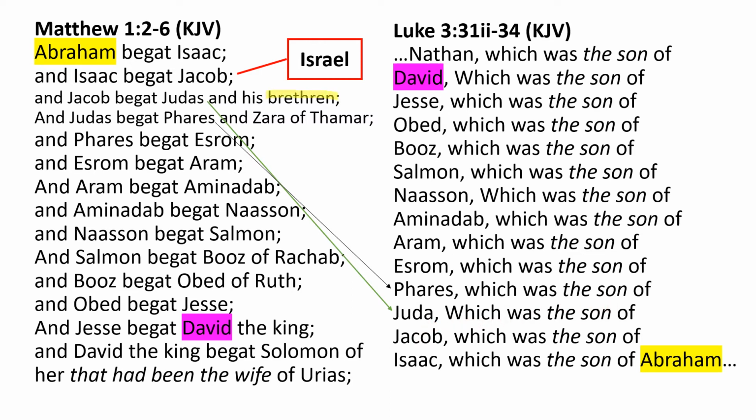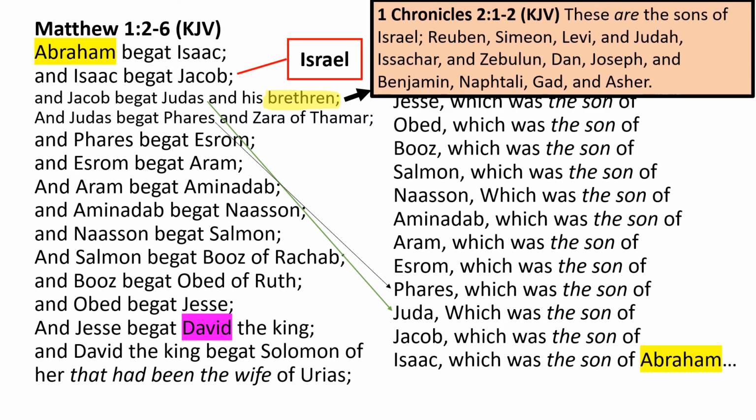You notice that there's some additional information in the book of Matthew. First, you have this part about the brethren of Judas or Judah. Jacob or Israel had 12 sons, and these 12 sons are the heads of the 12 tribes of Israel. Judah was the fourth son.